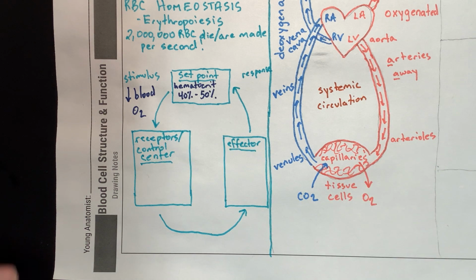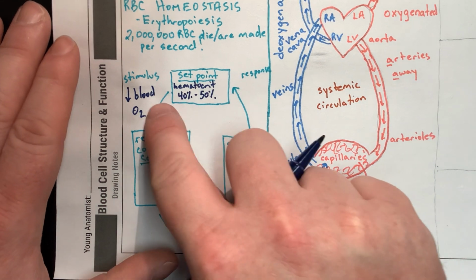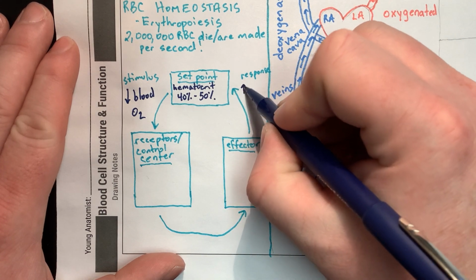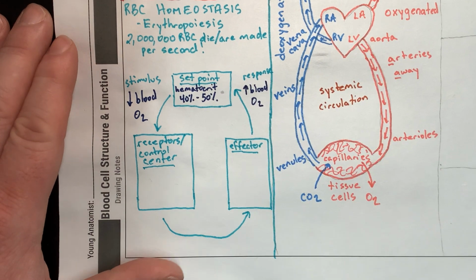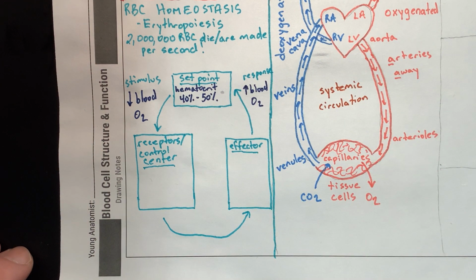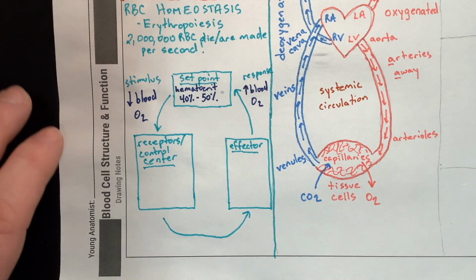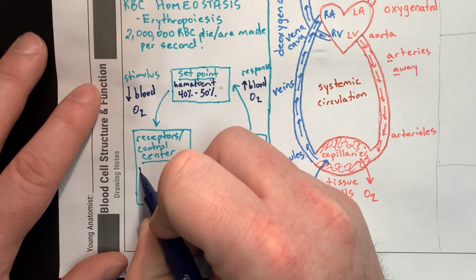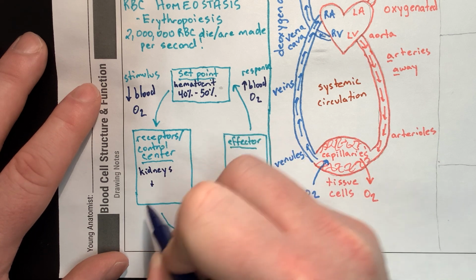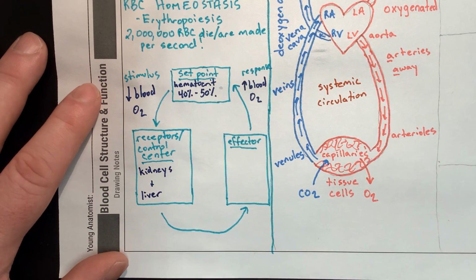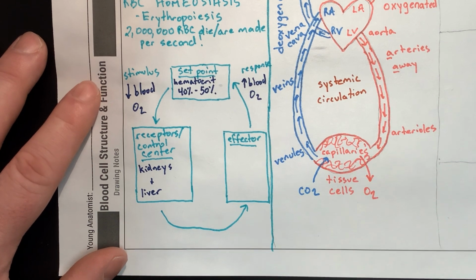So the stimulus is when blood oxygen level decreases too low. And of course, that means our response is going to be to increase that blood oxygen level back to normal. And we use some body parts to help get there. First, the receptors and control center are the kidneys and the liver. And the kidneys and the liver, when they detect that blood oxygen levels are too low, they have to signal to the effector, and they use a hormone.